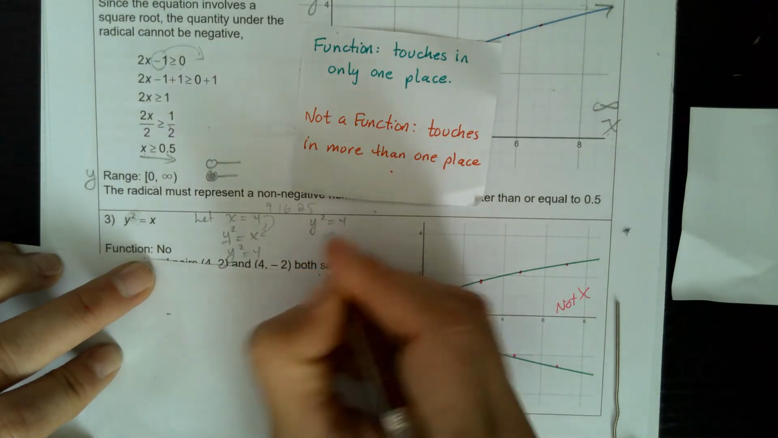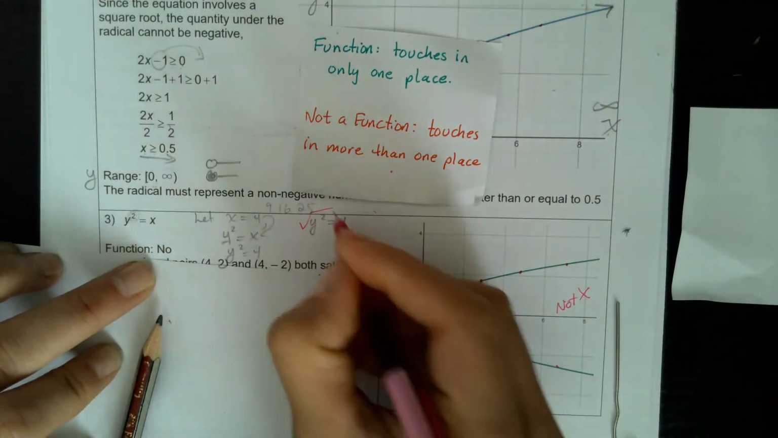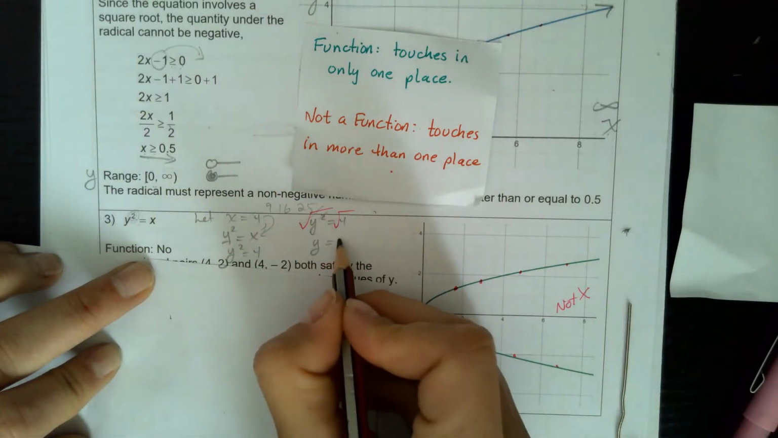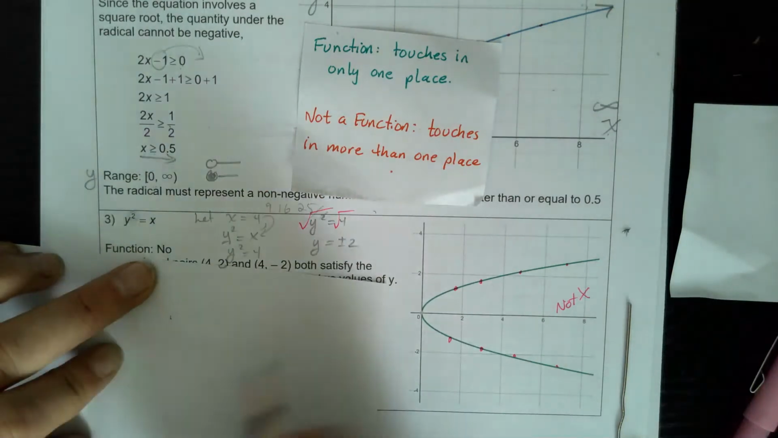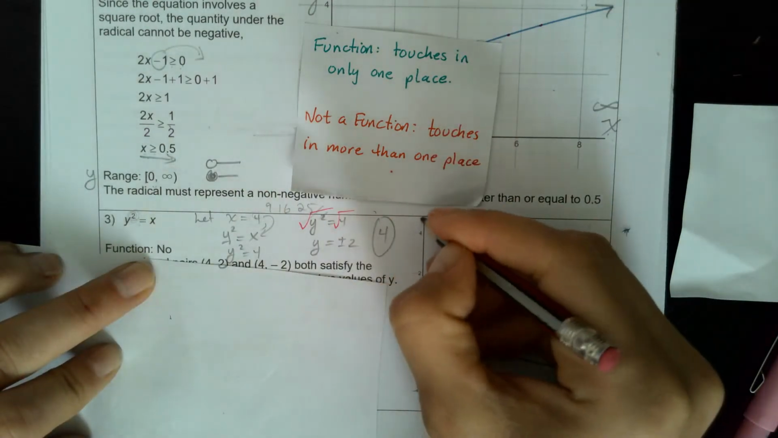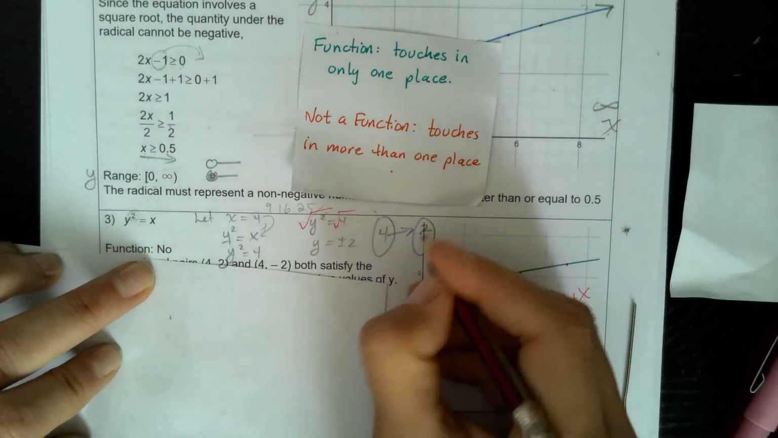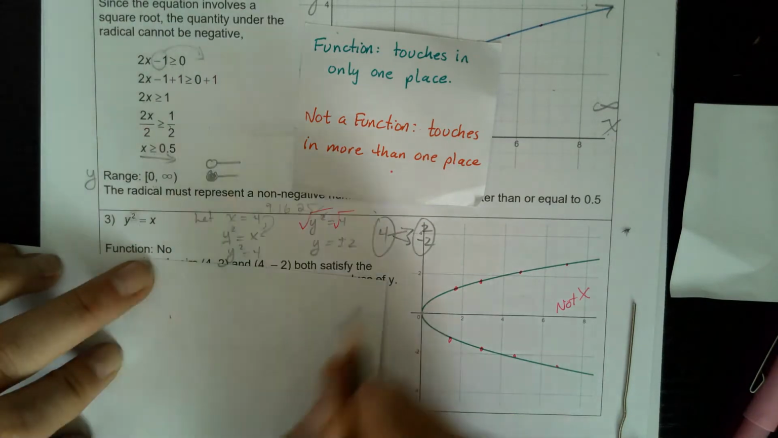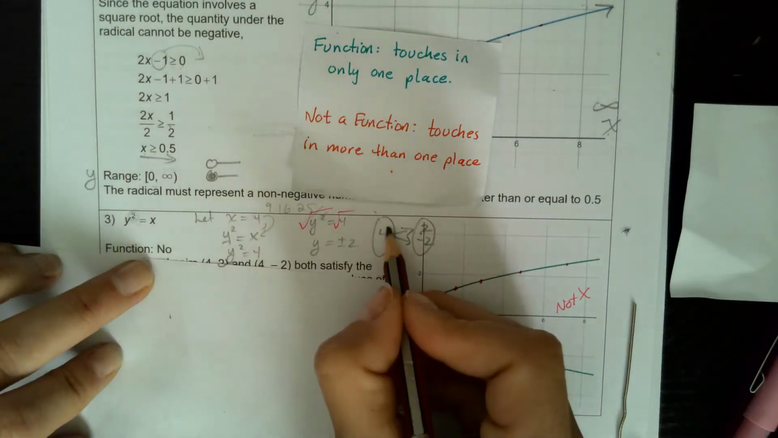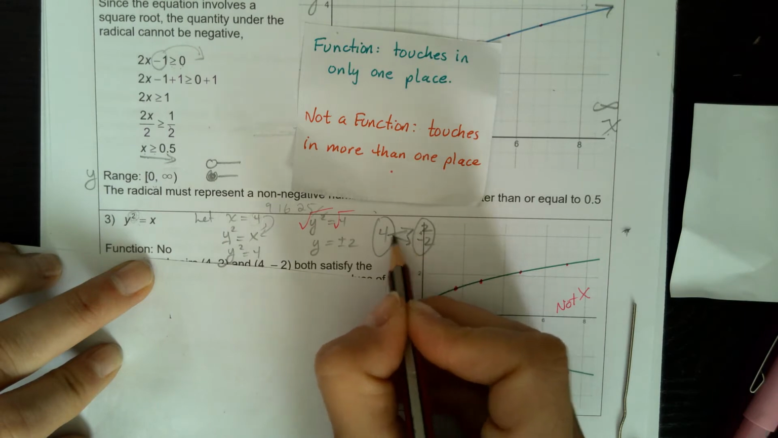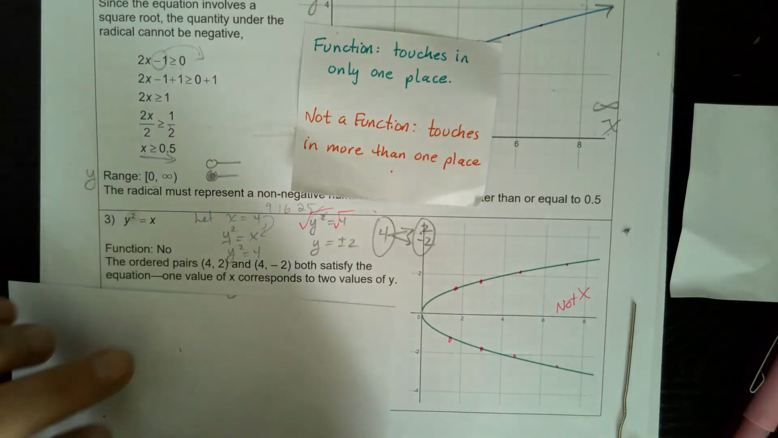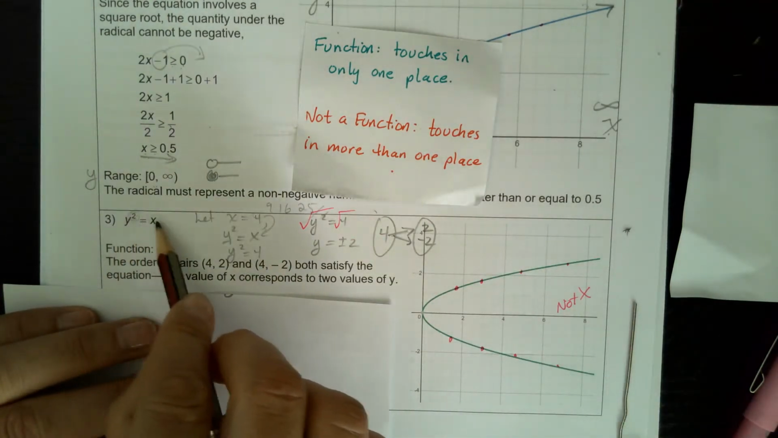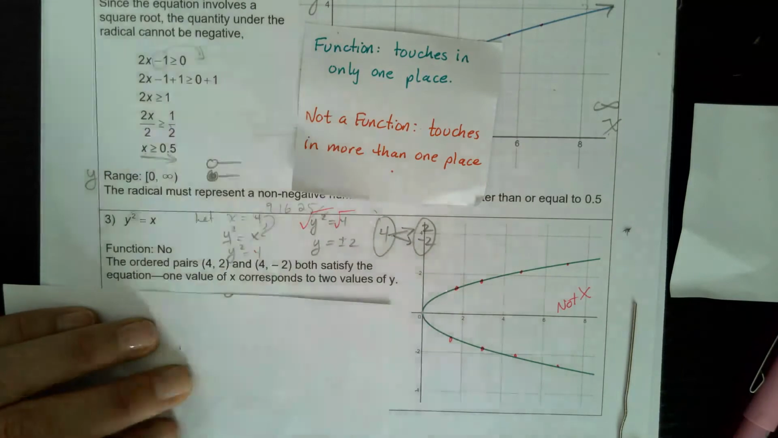Y squared equals 4. So I'm going to take the square root of both sides. And so those sort of cancel each other out. And I'm left with y equals plus or minus 2. Oh, so if I put in a 4, I can get a 2 or a negative 2. That means no, it's not a function because if I put in my 4, I get two different outputs. Okay, so you can do it by looking at the picture, or you can do it by just putting in a nice number and solving and see what happens.